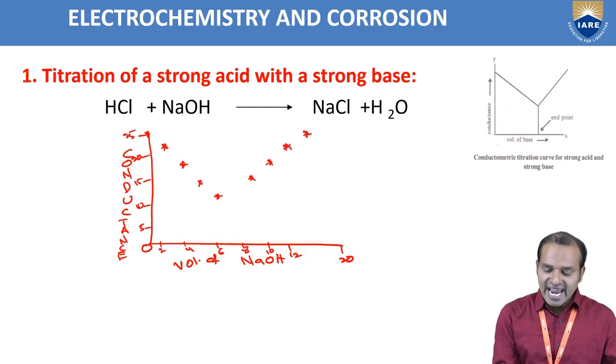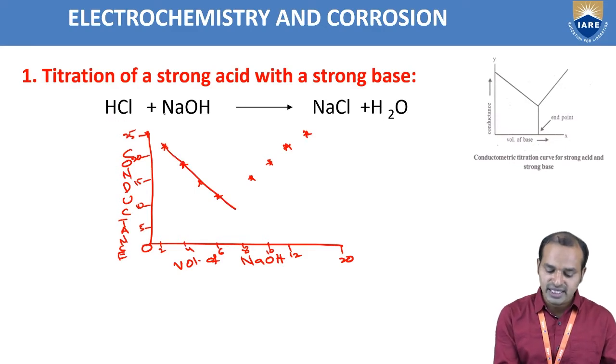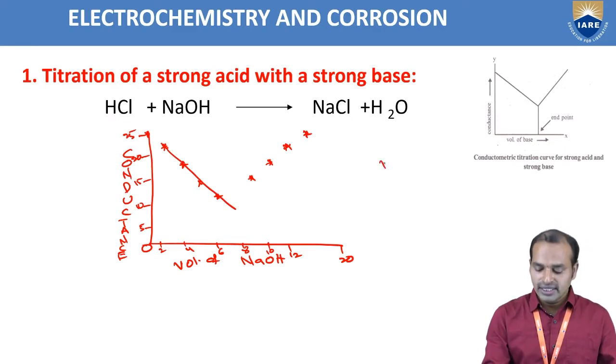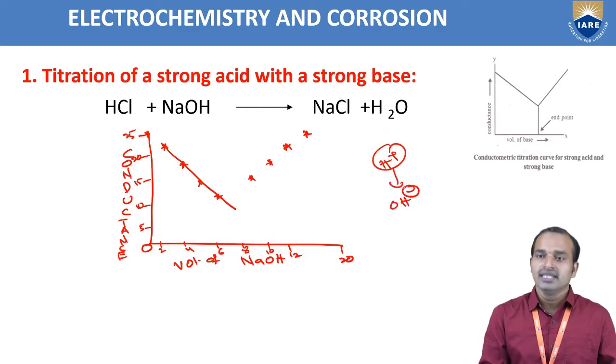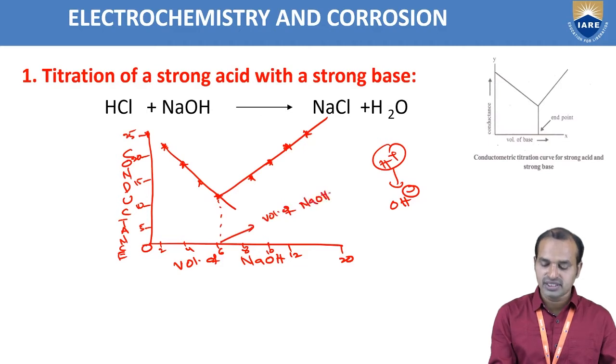So when we add NaOH to the acid, the conductance values slowly fall at first. After reaching the neutralization point, HCl has reacted with NaOH, and the H plus ions are slowly replaced by OH minus ions. Then beyond the neutralization point, the conductance values increase. This is the equilibrium point, the constant volume of NaOH. This is the end point.